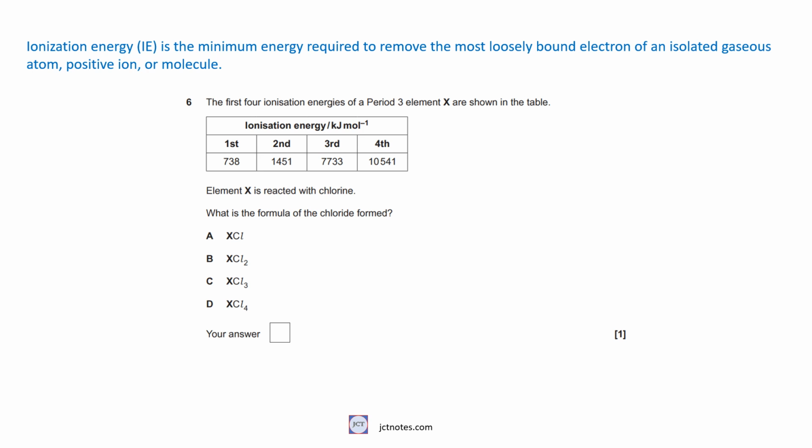We can see that the difference between the first and the second ionization energy is around 700. The difference between the second and the third ionization energy is around 6000. And the difference between the third and the fourth ionization energy is around 3000. Therefore, the additional energy required to remove the third electron indicates that this electron is from a deeper layer than the valence layer, and the valence layer has 2 electrons. We can consider that we are forming XCl2. The answer is B.